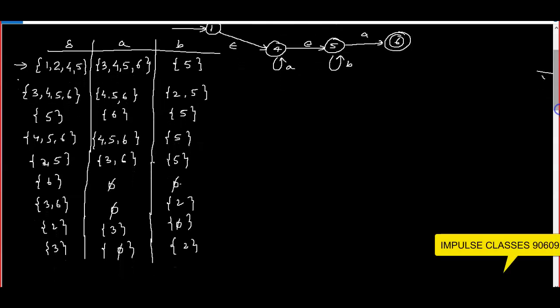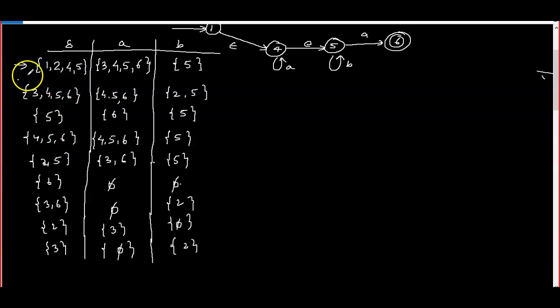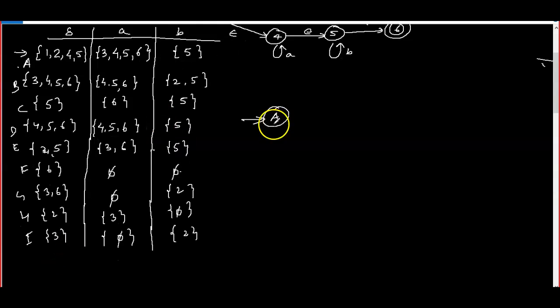So this one we already did in the last class. Now you have to just rename the numbering A, B, C, D, E, F, G, H. Let's consider this one is I. Any doubt till here? The transition table here.